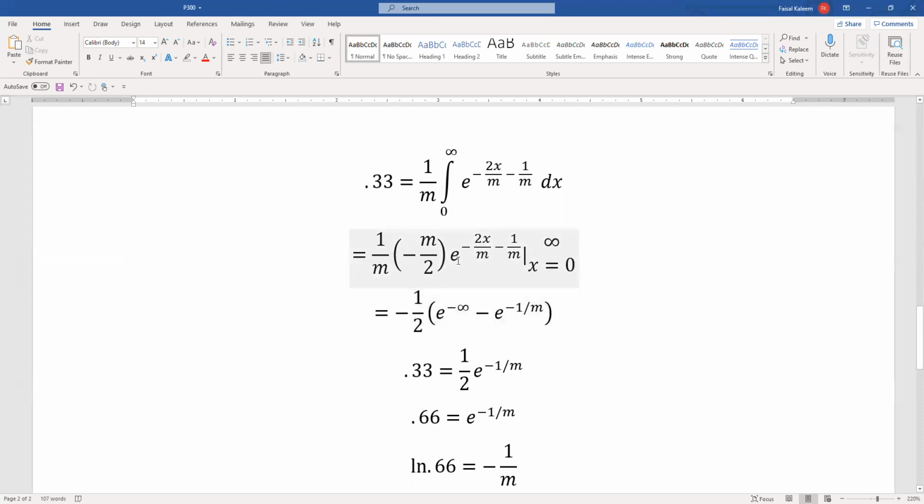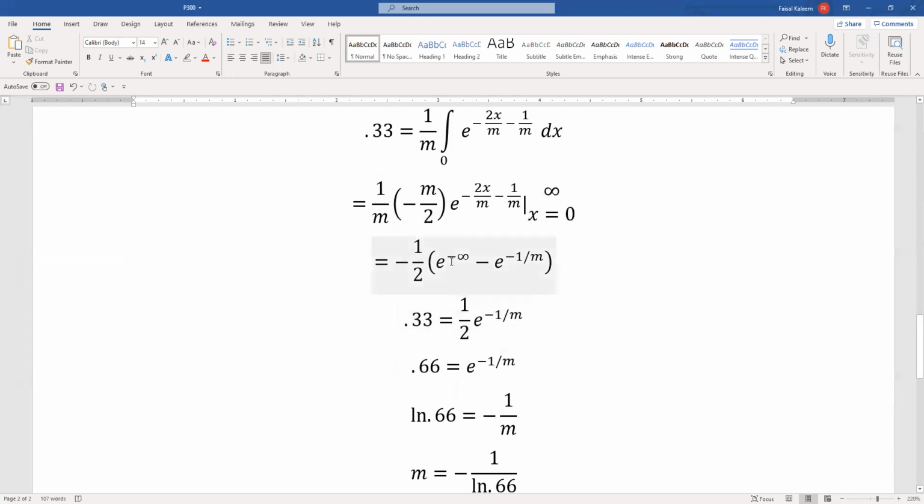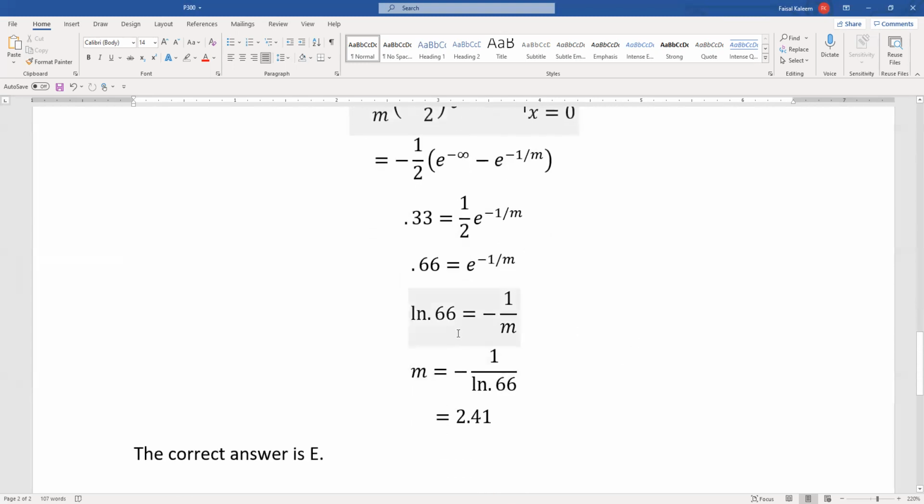When you put in infinity, it's e to the power negative infinity, which is 0, minus e to the power with x equal to 0, which gives negative 1 over m. So 0.33, which is what we had on the left-hand side, equals, this negative becomes positive, half e to the minus 1 over m. Multiply by 2 on both sides. So 0.66 is equal to e to the negative 1 over m, then take ln on both sides. Finally m comes out to be negative 1 over ln 0.66, which is 2.41. That's choice E.